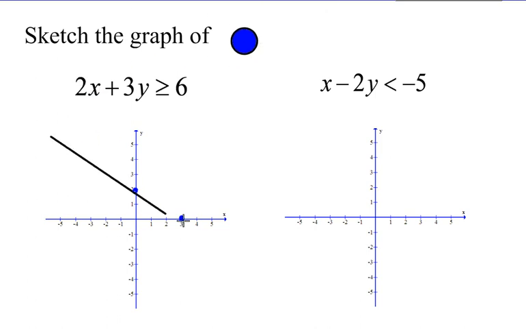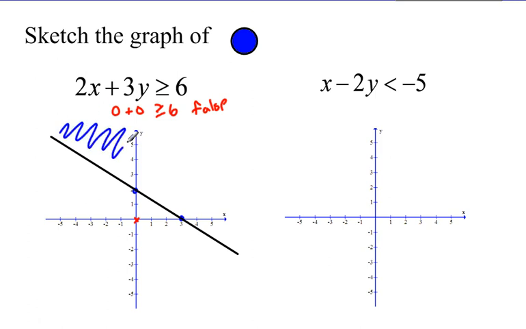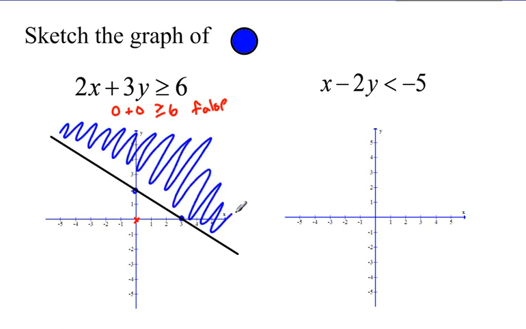So I'm going to graph this boundary like so. It's equal to, so it's a solid line. Now this is not solved for y, so I'm going to use the test point 0, 0. So here's the point 0, 0, and I plug it in. 0 plus 0 greater than or equal to 6. Is that true? No, it's false. That means 0, 0 is not in the shaded region, and so I'm going to shade up here where 0, 0 is not.